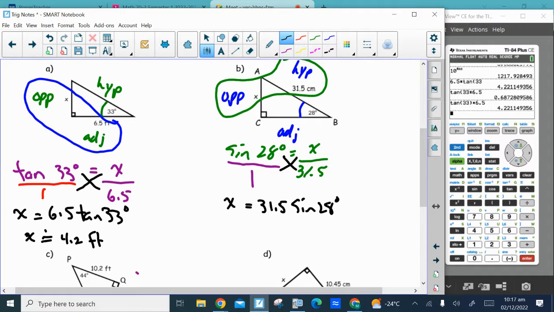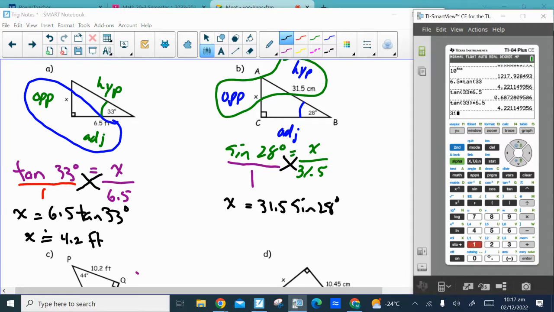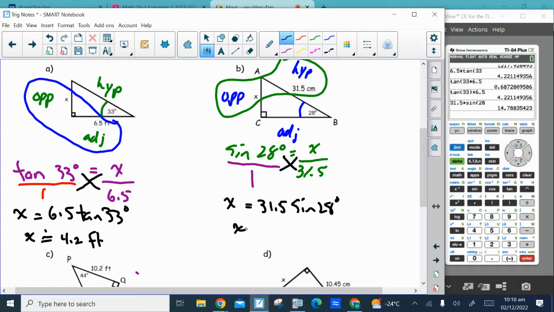X can be found by going 31.5 times the sine of 28 degrees. To the nearest tenth, the 1 decimal. The 7 is in the first decimal place because a digit to the right of that is an 8. That means a 7 has to go up to an 8 as well. Approximately 14.8 is our answer. And that would be in centimeters because the hypotenuse is in centimeters.